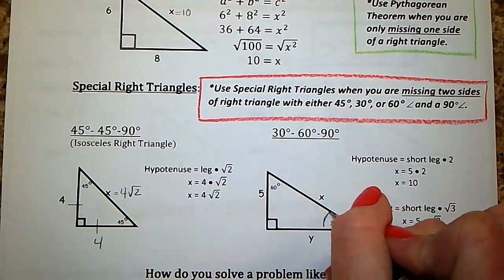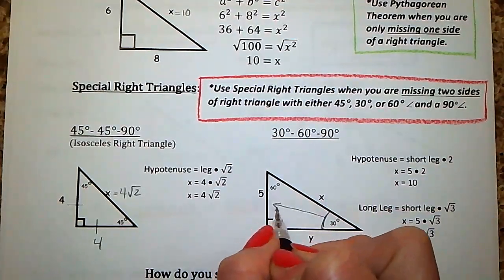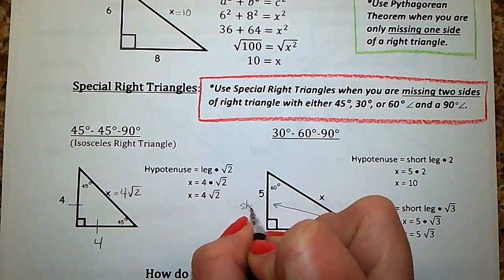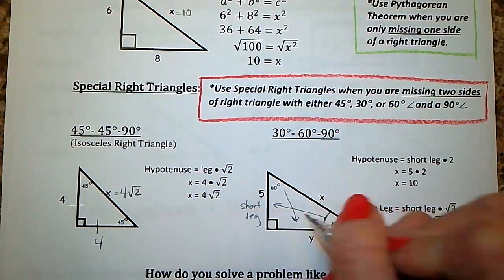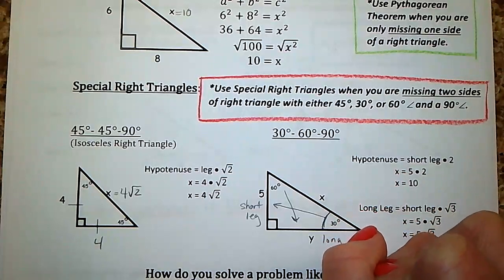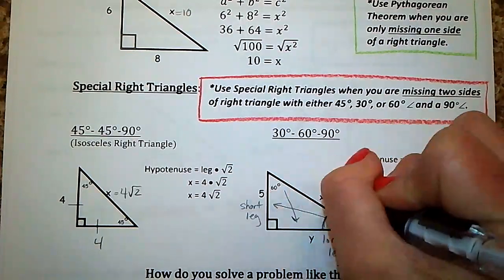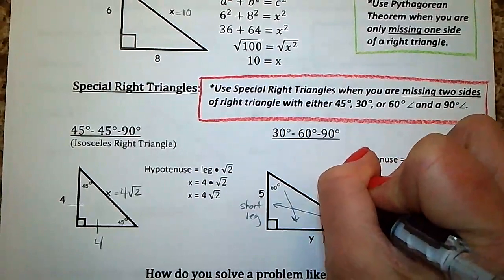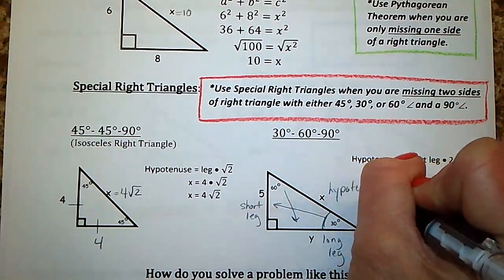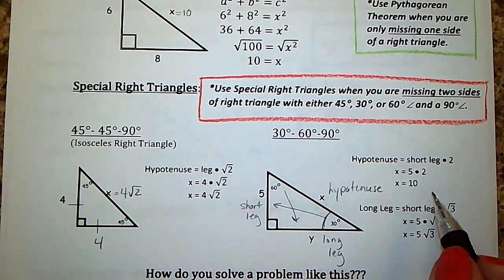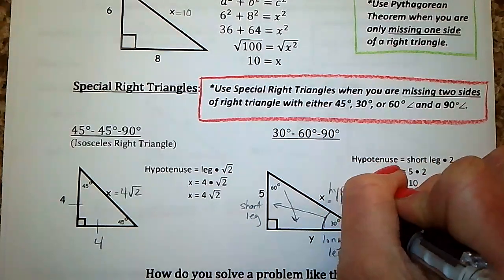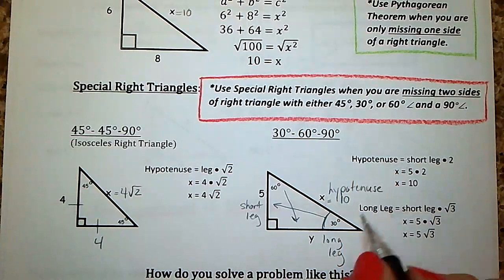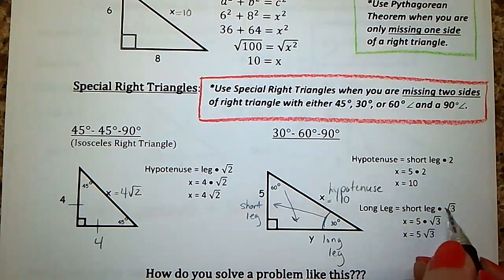We know that the side across from our 30-degree angle is our short leg. And our side across from our 60-degree angle, that's our long leg. And of course, that leaves the side across from the right angle, our hypotenuse. So in this particular case, we know that the formula says short leg times 2 is going to give us our hypotenuse. So our x value is 10. And our long leg is going to be equal to the short leg times root 3.